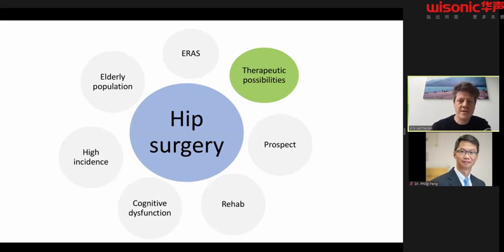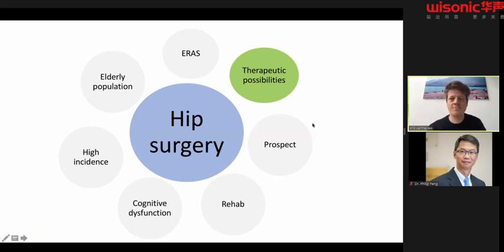Therapeutic possibilities like the Fascia Iliaca Compartment block, like the PENG block, are only one factor of the big picture around hip surgery. We have ERAS protocols, we have the PROSPECT guidelines, we're dealing with an elderly population with a lot of comorbidities, with a high incidence of postoperative cognitive dysfunction, and rehabilitation as well is very important. So the therapeutic possibilities are only a small part of the whole package.